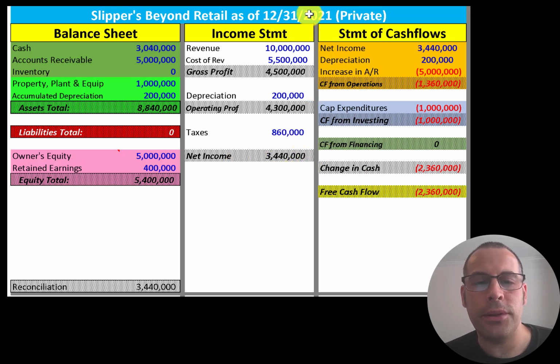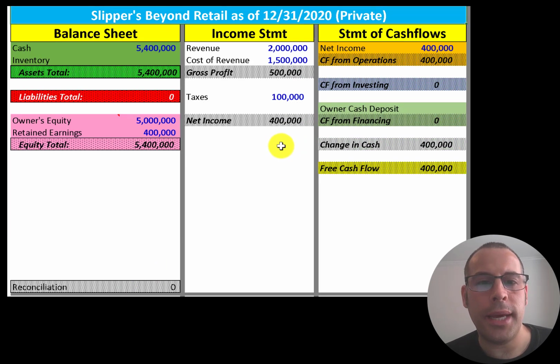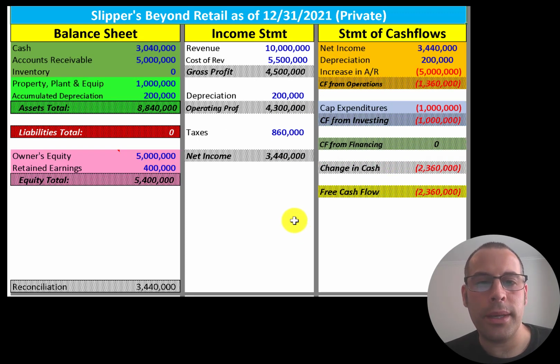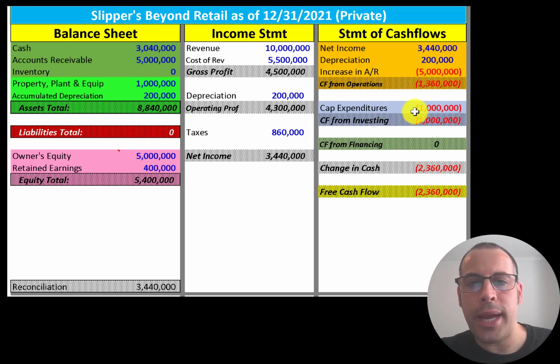So if I was an investor looking at this company, I would look at their 2020 financials, and I would see they had $400,000 of net income and $400,000 of free cash flow. Now I would look at 2021, and they grew a lot. They have $3.4 million of net income. But I'd be scratching my head, why did they lose $2.4 million of cash flow when they did so much better than 2020? So I would look at their cash flow from operations and their CapEx.